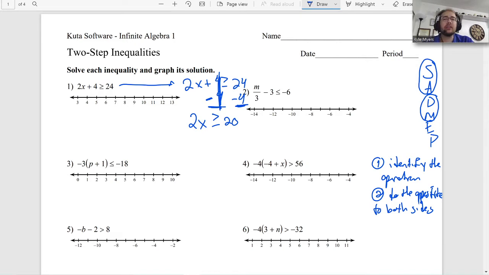I already said earlier, 2x means 2 times x, and I'm done adding or subtracting stuff to both sides, because the only thing left is 2 times x. The opposite of times is divide. So I want to divide both sides by 2. Just like that. Goes away, and then x is greater than or equal to 10. That's now solved. Step 1 on the directions here, solve each inequality. Done. And then we want to graph its solution.